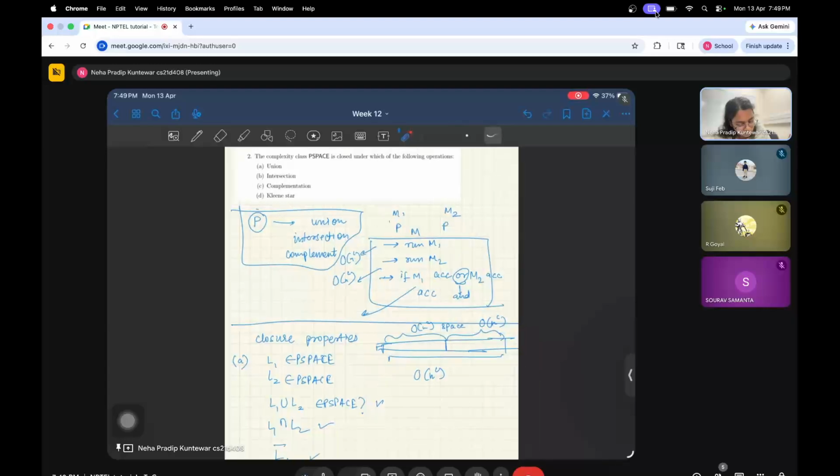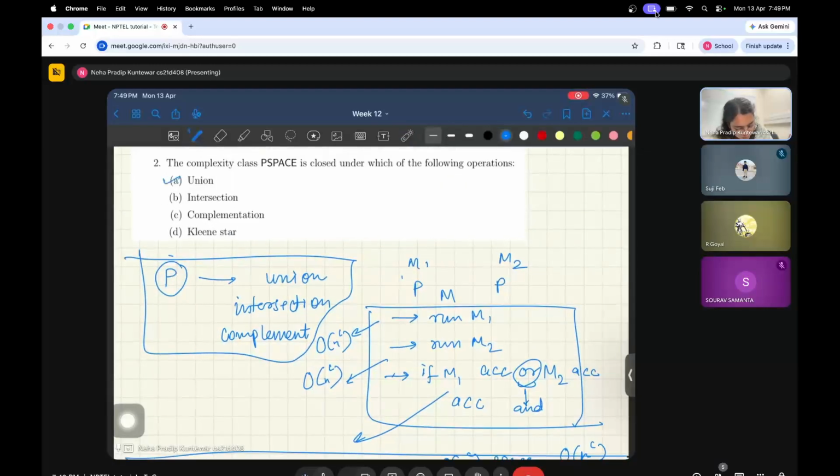You know that PSPACE is closed under all of these operations. And earlier we saw that by the same argument, the class P is closed under union, intersection, and complement. Now, what can you say about Kleene star for P?